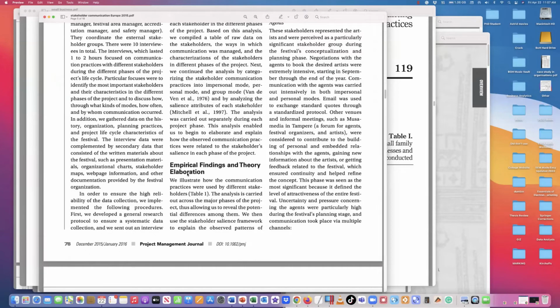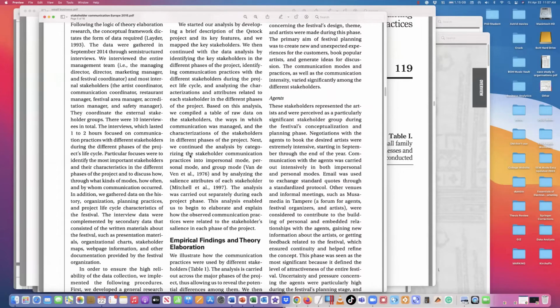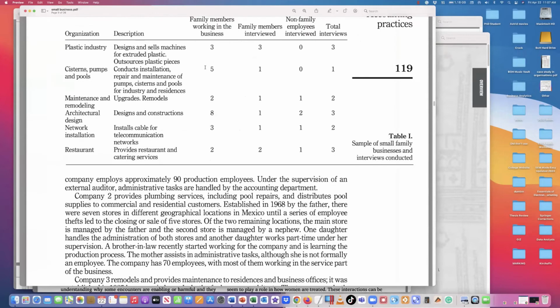So empirical findings and theory elaboration. Then you can discuss the issues there with you. A very good, interesting paper. You may want to read it later. Good. So that is that for what I was trying to show you. So let's go back. Okay.